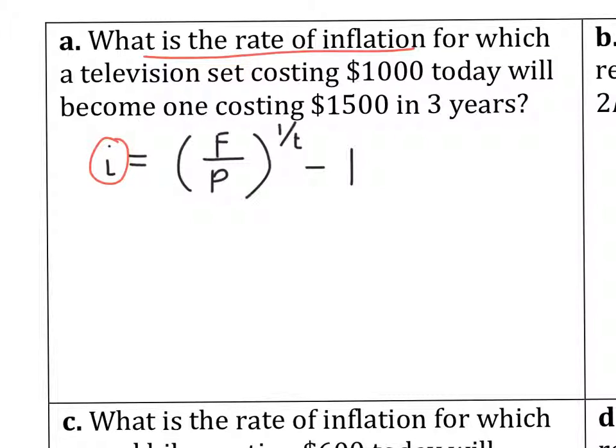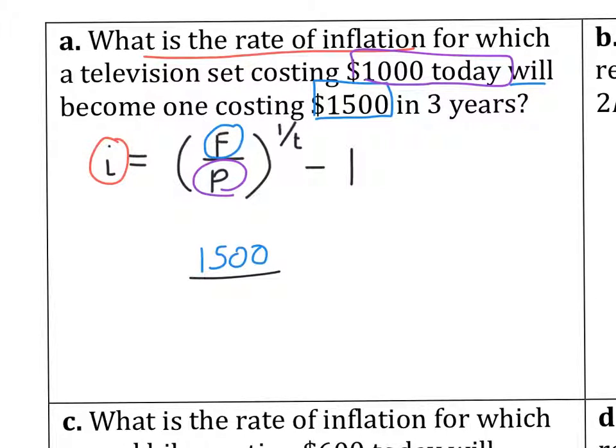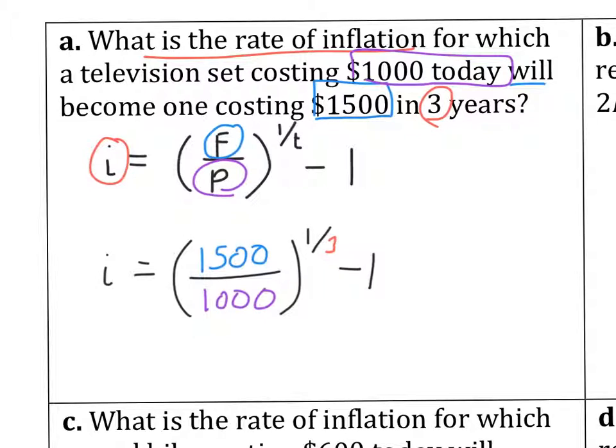So let's identify the future. What it will become is going to be F. So I see my 1,500 is going to go there. And I see that my present day, so that's what the $1,000 today means, goes there for P. 1 over my unknown, oh wait, that says T, 3 years, so that's going to be 1/3. Oh, that's starting to look more familiar. Forgot a zero there. And then subtract 1. We'll see in a second why it's subtract 1.